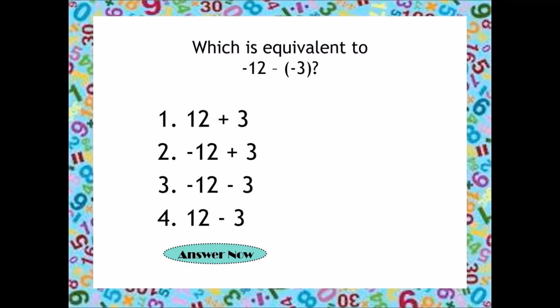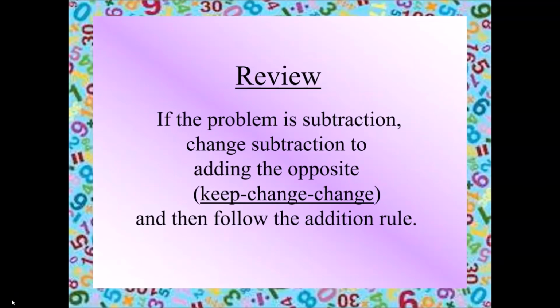Now it's your turn. You can pause this video and do the following exercises. So what is your answer? Negative 12 minus negative 3. We change that into negative 12 plus 3. Okay, so let's review the rule. If the problem is subtraction, then change subtraction to adding the opposite. Keep, change, and change, and then follow the original addition rule.